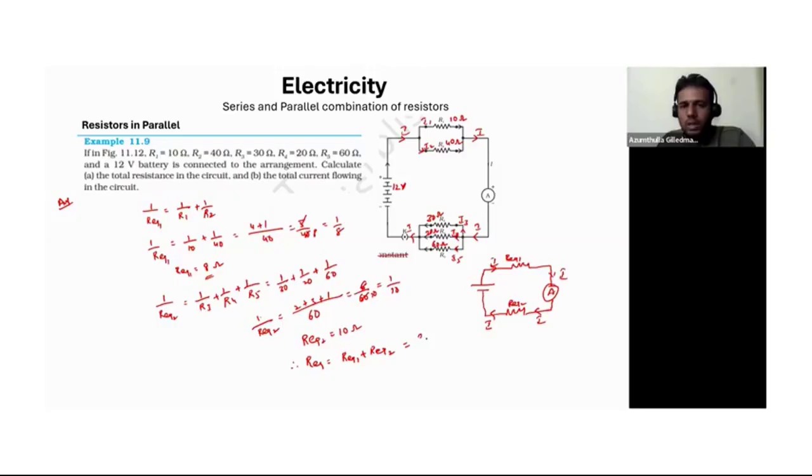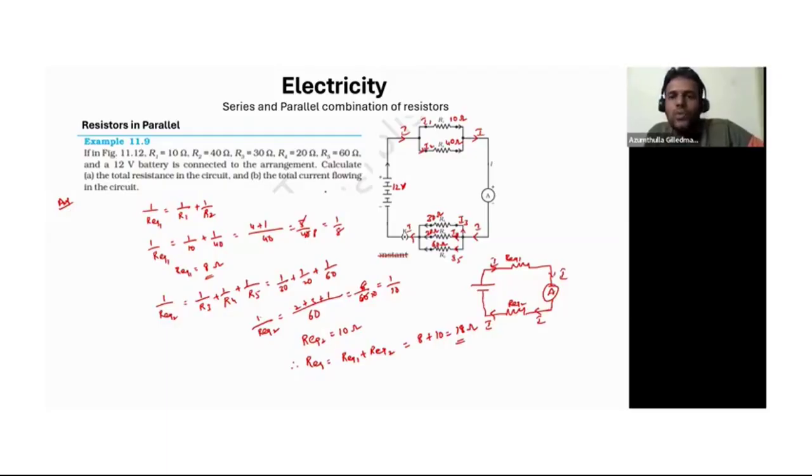So R equivalent 1 plus R equivalent 2 is 8 plus 10, that equals 18 ohms. This is the effective or total resistance in the circuit. So when it is in parallel, first simplify and find the equivalent resistance, and then simplify the circuit and see which are in series and parallel, and based on that you can find the total equivalent resistance. I considered the upper part and found the equivalent, and the bottom part and found the equivalent, and when I simplify I can see this is in series. So I have added R equivalent 1 plus R equivalent 2 to get the total resistance in the circuit.